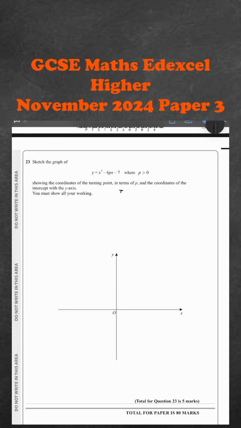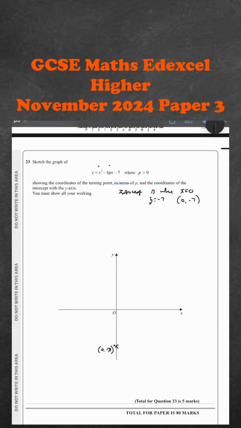Well, the intercept is where x equals 0. So when x equals 0, this term equals 0, this term equals 0, and you're left with y equals minus 7. So the intercept is (0, minus 7). So I'll draw that somewhere on here. (0, minus 7). And then for the turning point, we need to use completing the square.